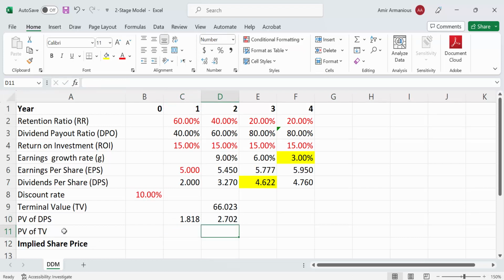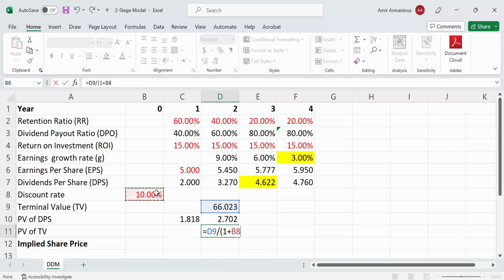Then I need to get the present value of our terminal value. I will say equal 66.023 divided by open bracket, 1 plus 10%, which is our discount rate, close bracket, to the power of 2.